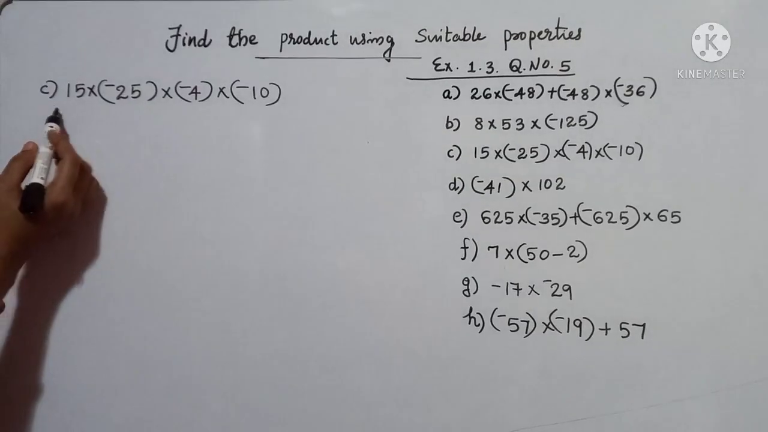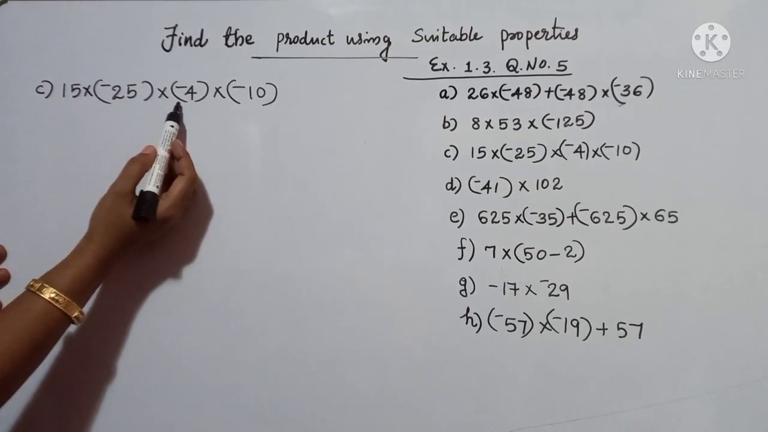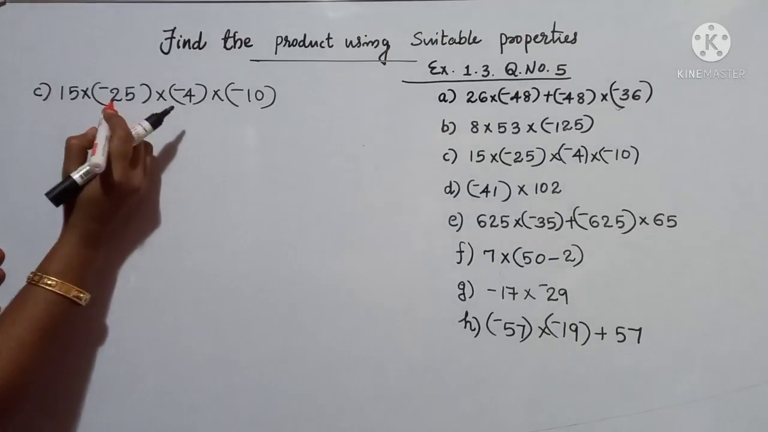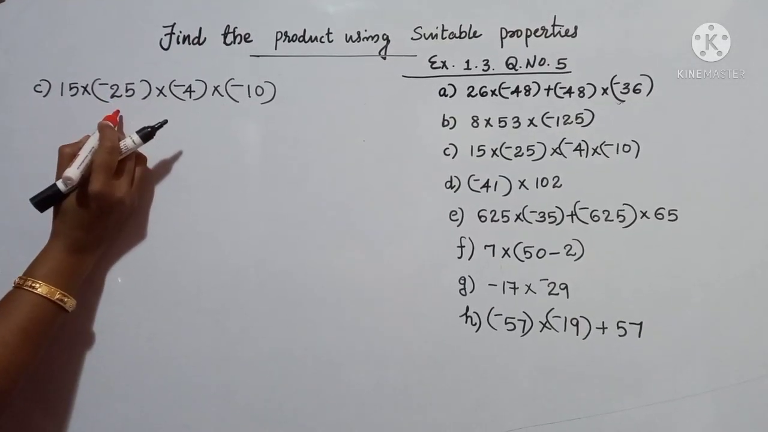Then the third question is 15 into minus 25 into minus 4 into minus 10. This we have to rearrange. That means we have to apply the associative property.